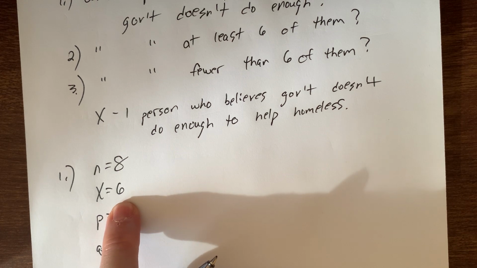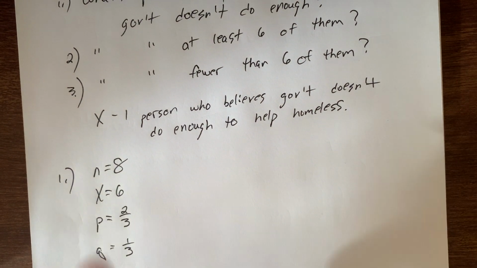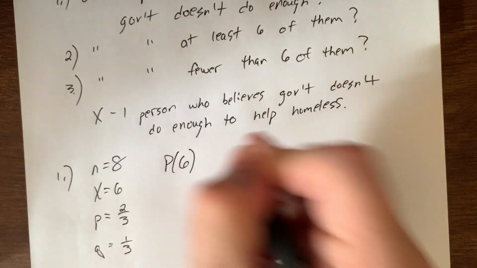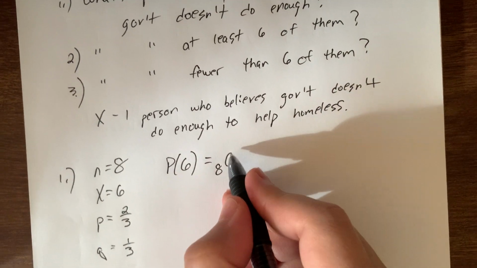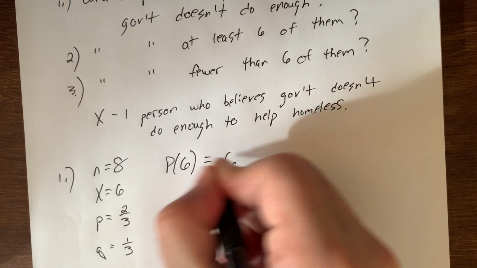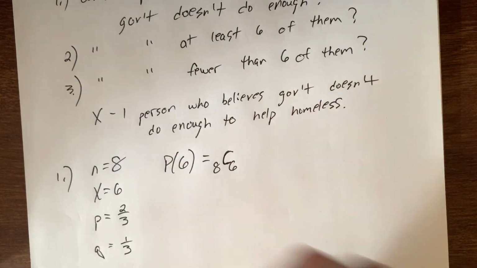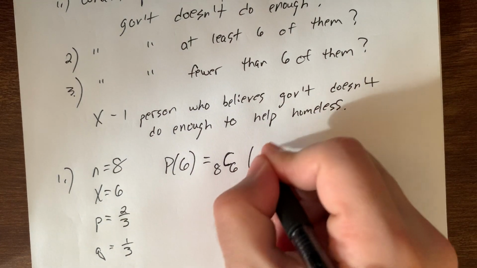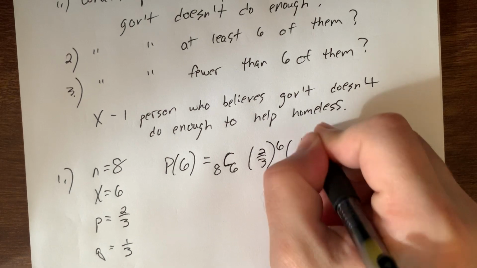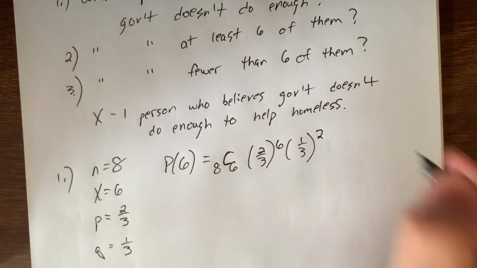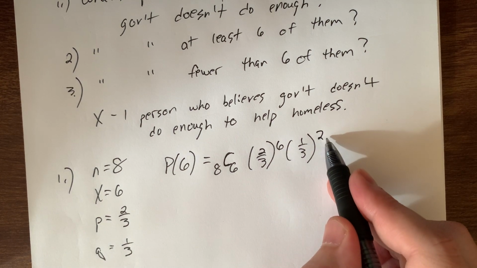And again, there's only one x value, so this will just be using the formula one time. The probability 6 people think the government doesn't do enough will be 8C6. 8 was the n. Choose, the C is always there just as part of the notation. And 6 is how many successes we want. Times 2/3 to the 6th power times 1/3 to the 2nd power. I wanted 6 successes, therefore I wanted 2 failures.